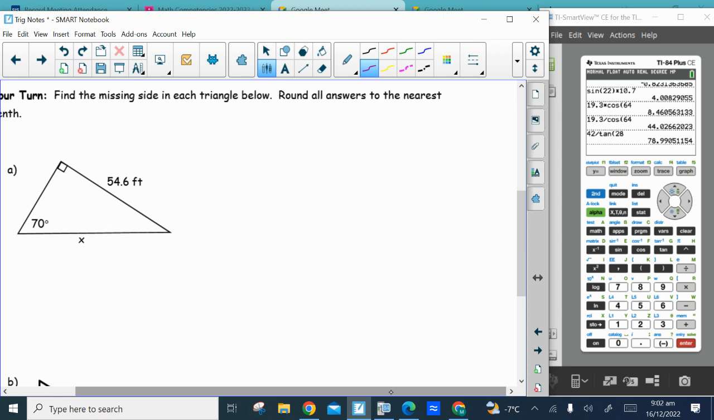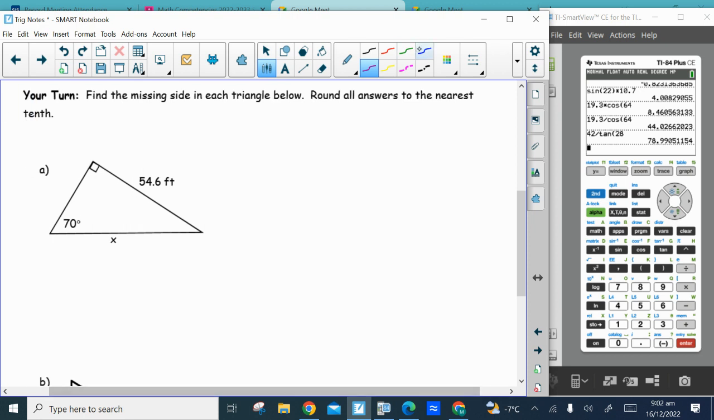Let's do this next one together. We want to find the value of x, which in this case is the hypotenuse. That's the side across from the right angle. We're given the angle is 70 degrees, so we're going to use that. The side across from that is the opposite. The third side is the adjacent side.